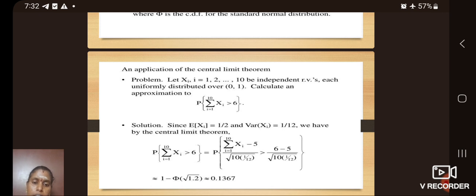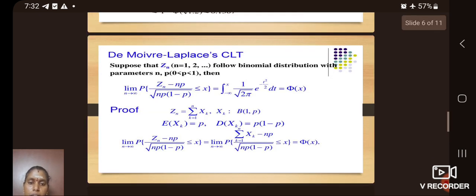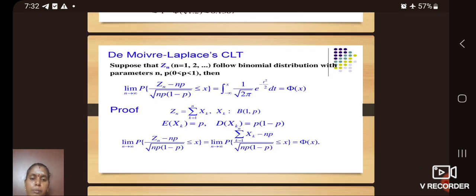As an application of the central limit theorem, we see the following problem. Let Xi, i equal to 1 to 10, be independent random variables, each uniformly distributed over 0, 1. Calculate an approximation to probability of summation i equal to 1 to 10 Xi greater than 6. Since we have expectation of Xi equal to 1 by 2 and variance equal to 1 by 12, we have probability of summation Xi greater than 6 equal to 1 minus phi of root 1 by 2, approximately 0.1367.